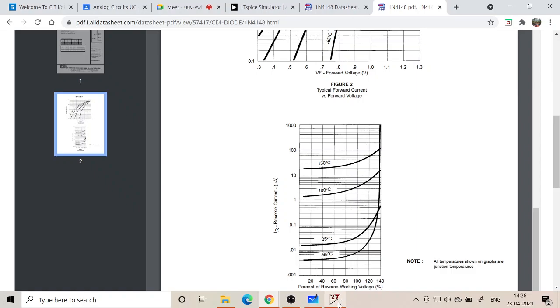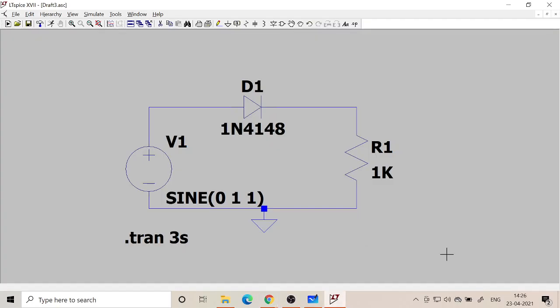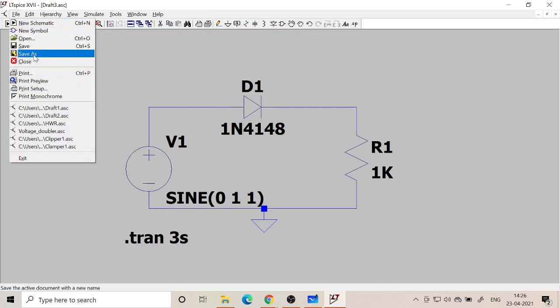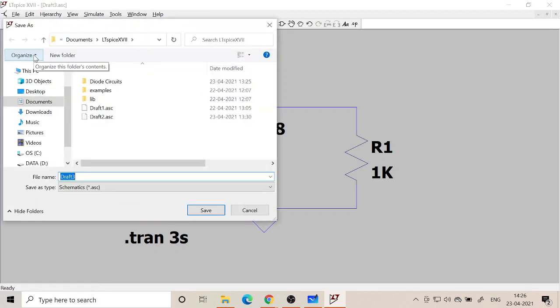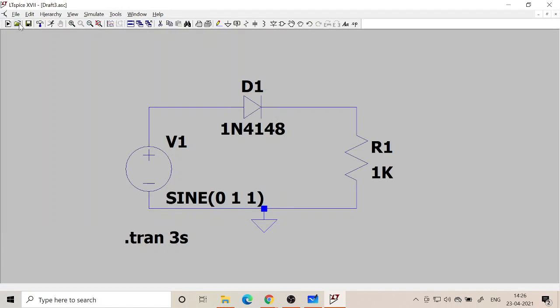Okay, so I just informed you all of this. Any other doubts with respect to this? Otherwise we will go to another, say, clipper circuits. You can save these files into a folder. Save as, you can open a new folder here, and then you can put your file there.